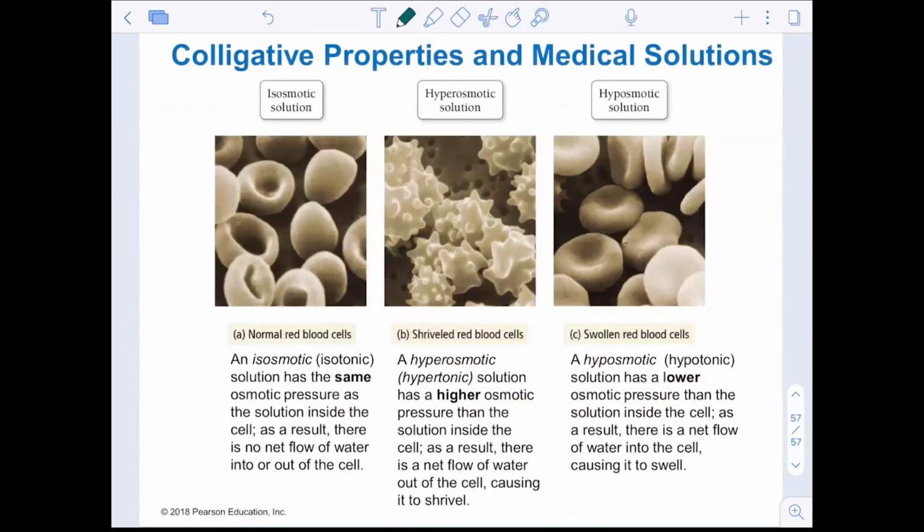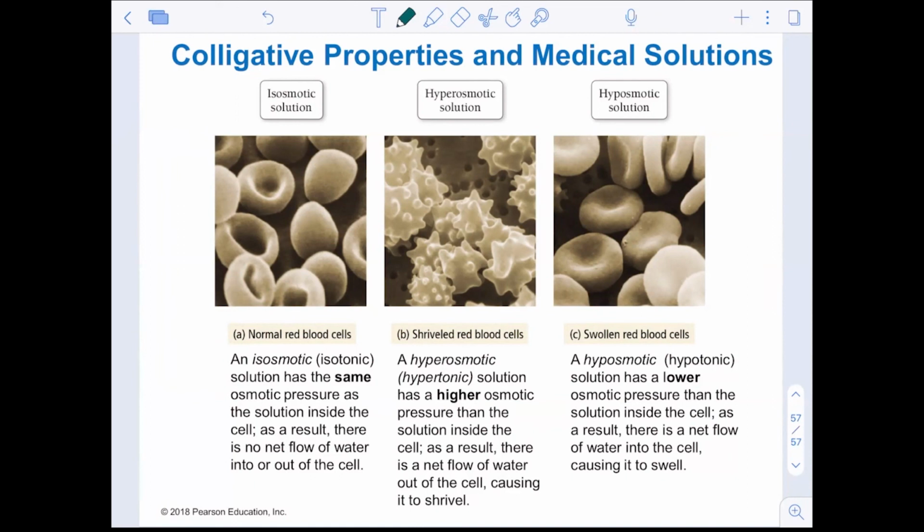Why are colligative properties important? Well, we can think about our blood, right? When we think about normal red blood cells, the isosmotic solution, it's looking at the osmotic pressure, right? The solution has the same osmotic pressure as the solution inside the cell, right? And so there's no net flow of water in or out of the cell.